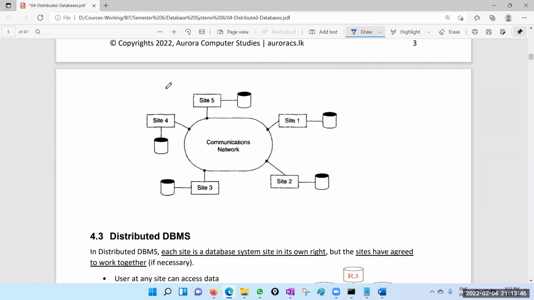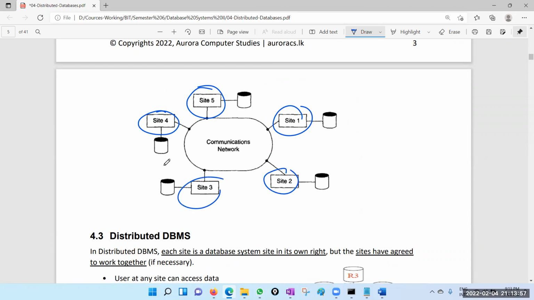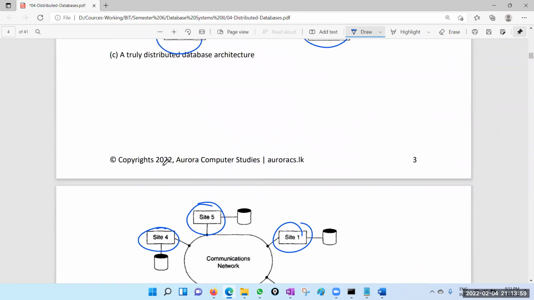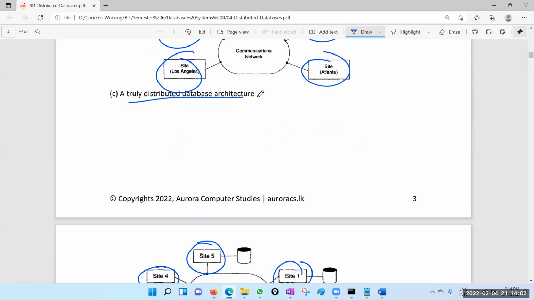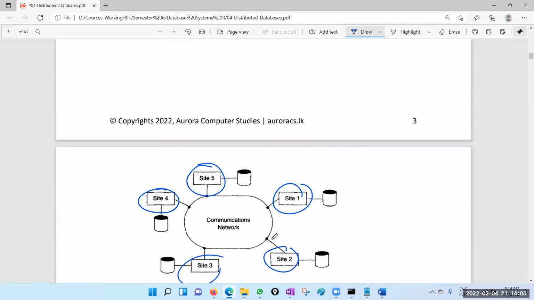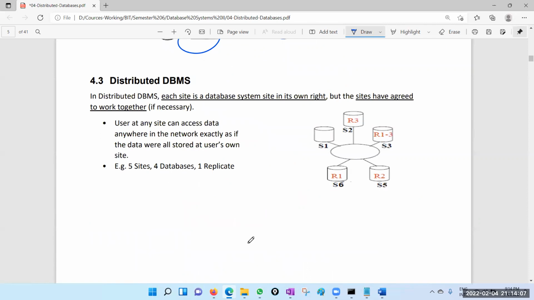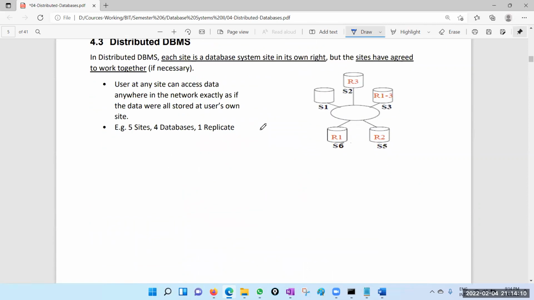So this is distributed database. These are different sites, maybe USA, Canada, France, and some other places. Truly distributed database. They are in different sites, and they are working together. So they look like one database, though they are in different sites, with different parts in different sites.